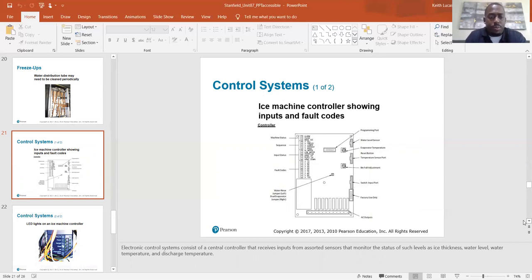Control systems. Electronic control systems consist of a central controller that receives inputs from assorted sensors that monitor the status of such levels as ice thickness, water level, water temperature, and discharge temperature.